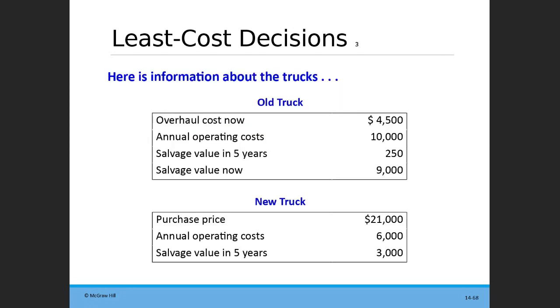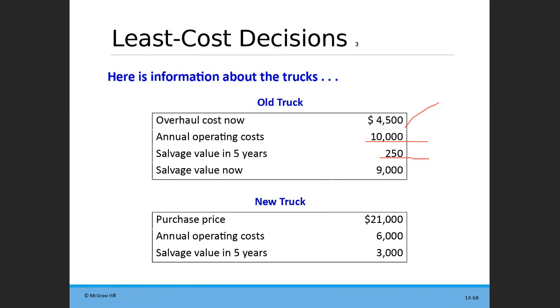So I'm sure we're going to have some costs with these. So here's the information. The overhaul for the old truck is going to cost $4,500. It costs us $10,000 a year to run that old truck, maybe it's not going to get as good a gas mileage as the new one, stuff like that. In 5 years, the old truck will be worth $250.